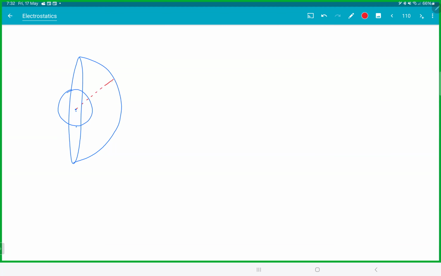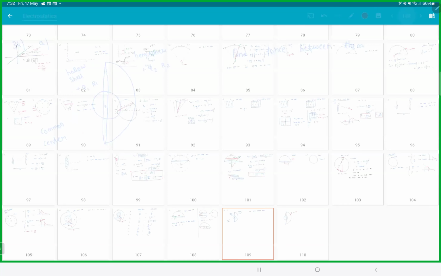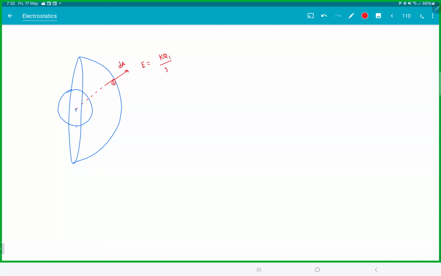So at this point here, take a small area dA. So here what will be the field? K Q1 by R2 square. Agreed? So on that small area, what is the charge? So the charge on that small area will be sigma 2 into dA. So the force on that dA will be field into charge.